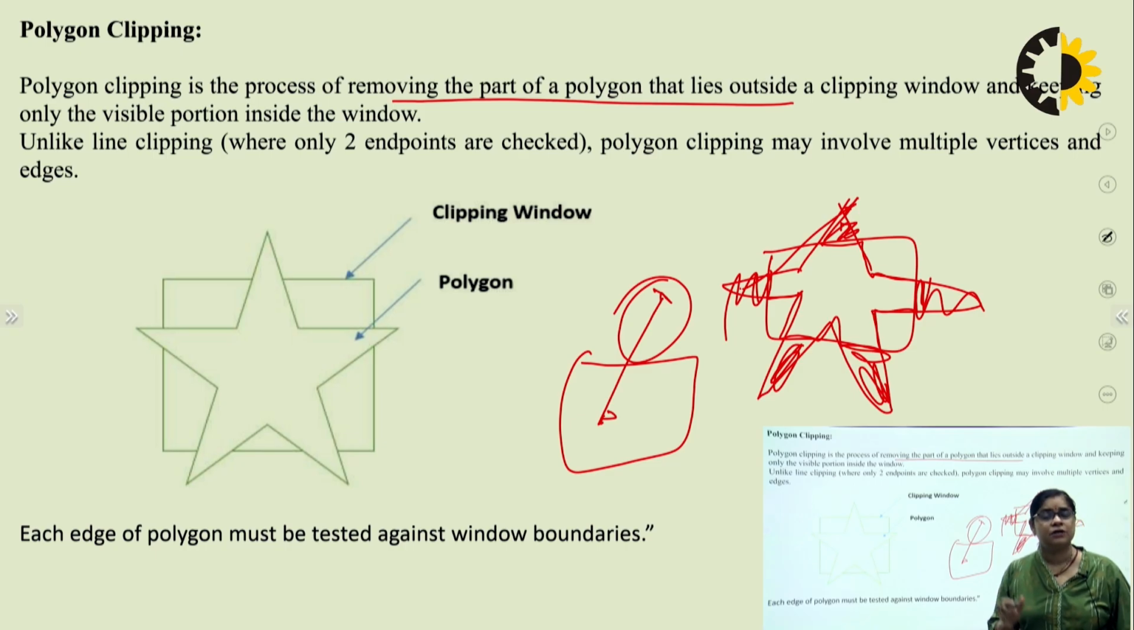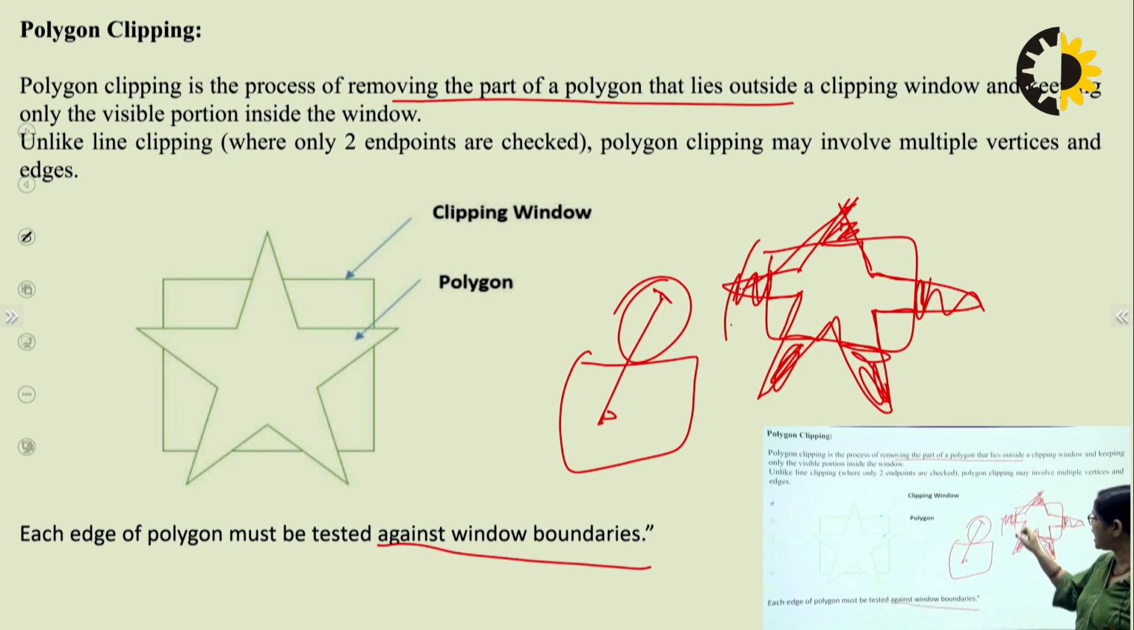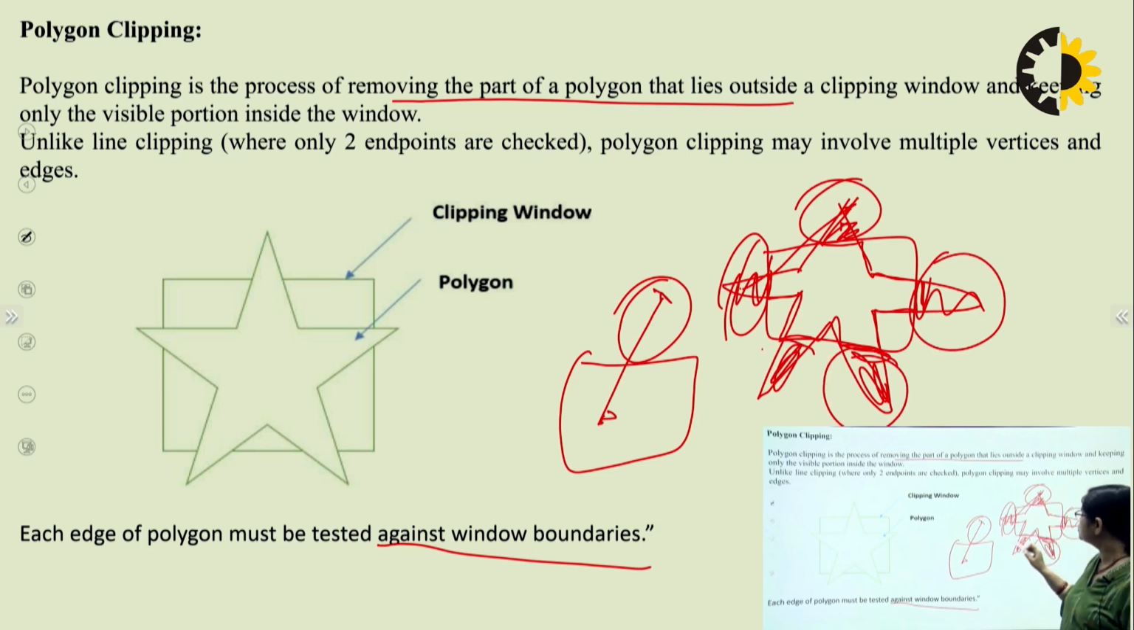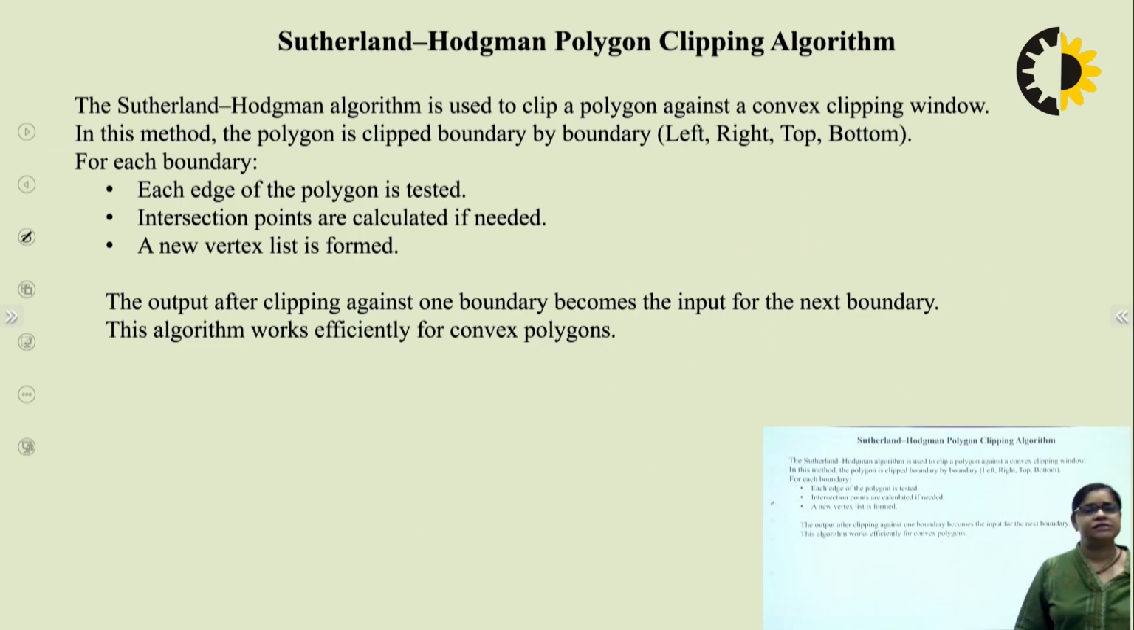Now, we have to keep in mind one important point. Each edge of the polygon must be tested against the window boundaries. It means that we are testing all these against the window boundary. Whichever part is lying outside the window, we are discarding it. So that is polygon clipping. The main topic of today's presentation is the Sutherland-Hodgman polygon clipping algorithm.